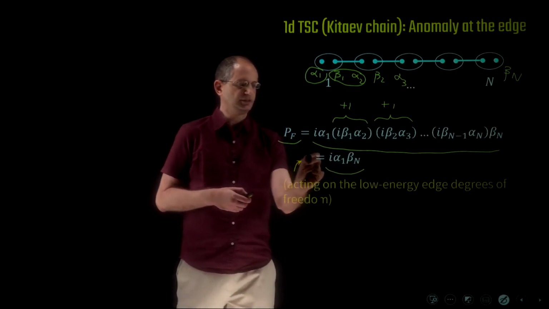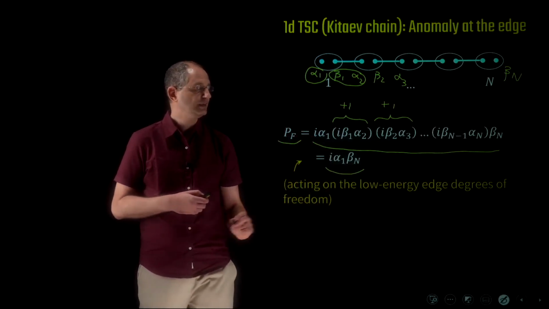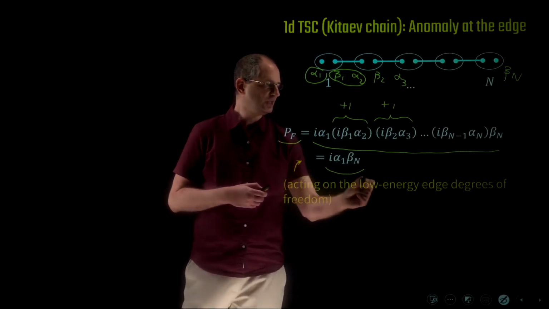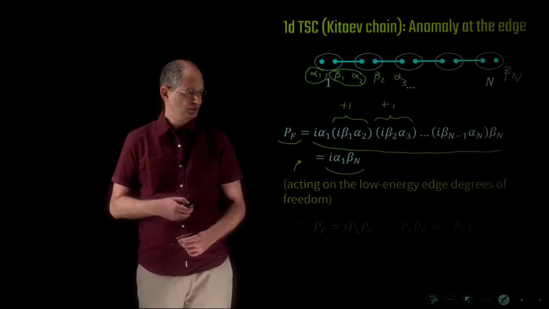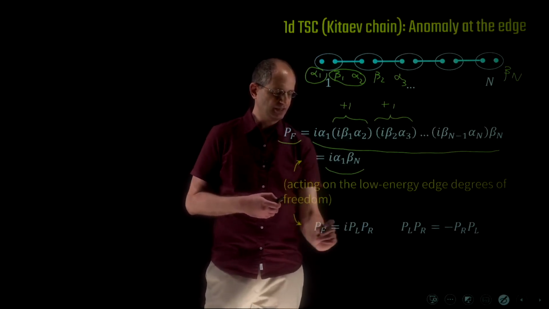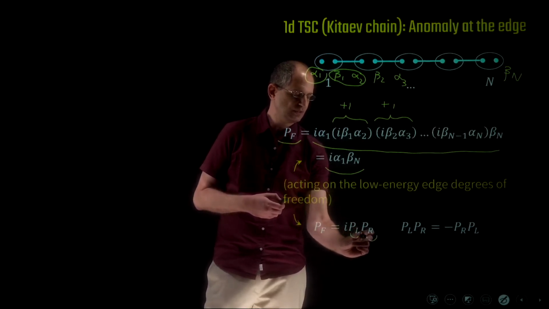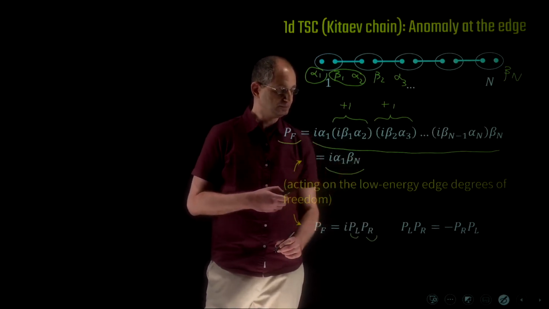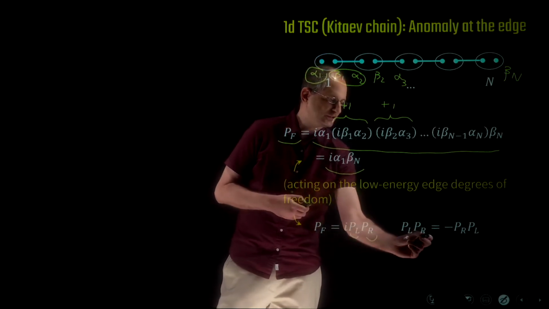Okay, so the last equality here is correct only as long as we restrict our attention to the low energy subspace of the system, which is associated with the edge degrees of freedom. Okay, but now we see something interesting. So we've written the global fermion parity operator in terms of the product of these two left and right edge operators, in this case just alpha 1 and beta n. But these two edge operators anti-commute with each other.